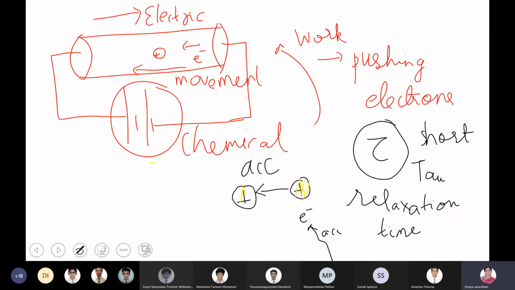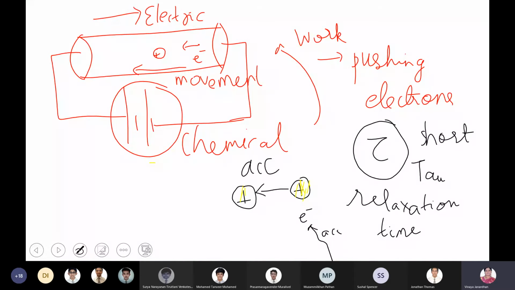So under the influence of electric field, let's keep this in mind. Under the influence of an electric field, how do you create an electric field? By connecting the ends of the conductor to a power supply. So the chemical energy stored in the battery is going to create an electric field. Under the influence of the electric field, the electrons get accelerated, right? And the movement of the electron is opposite to the direction of the electric field.